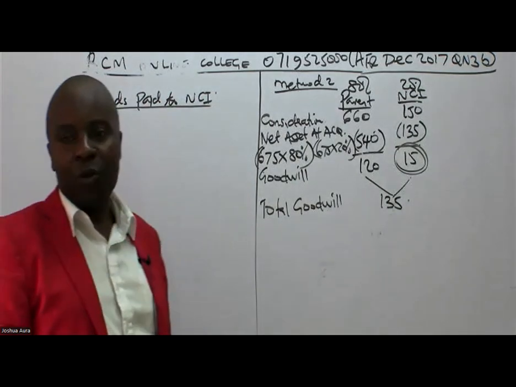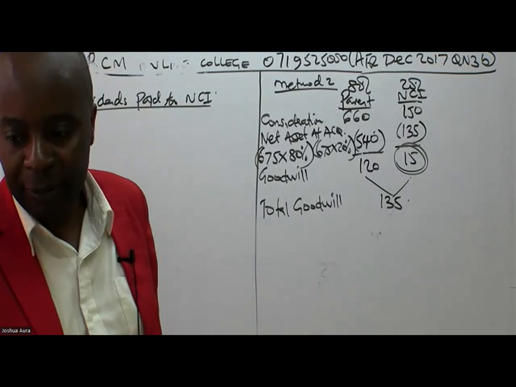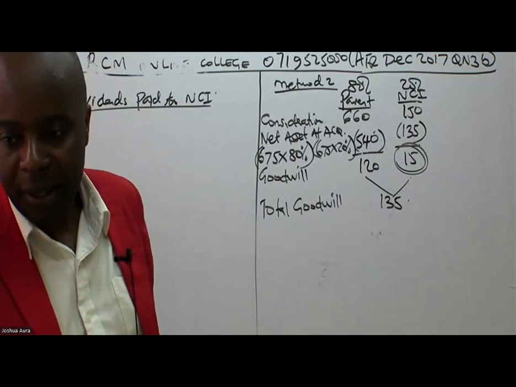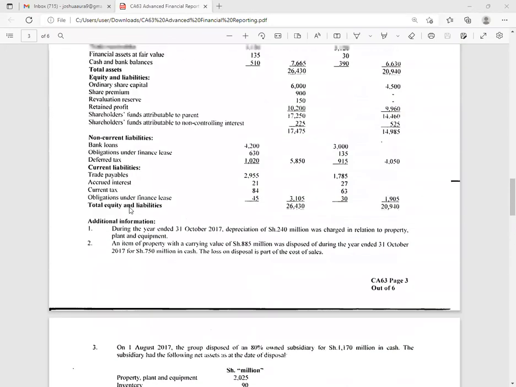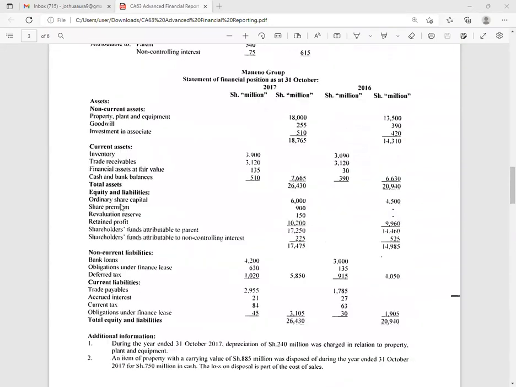So dividends paid to NCI, when you look at this particular question, you'll be able to see right away a place where they're giving us, under equity and liabilities, the funds attributable to NCI. At the beginning of 2017, which is the end of 2016, NCI's fund was worth 525.